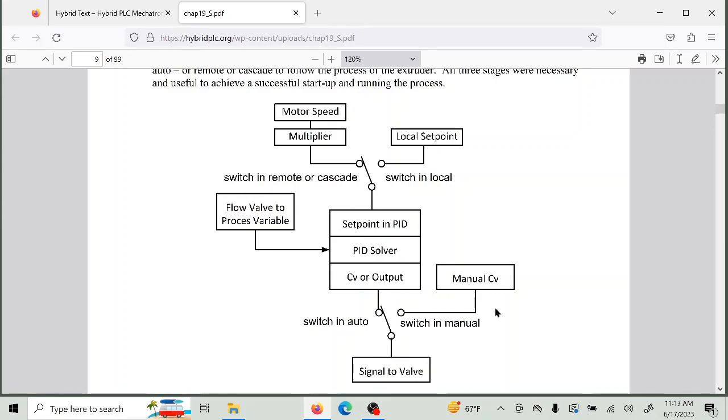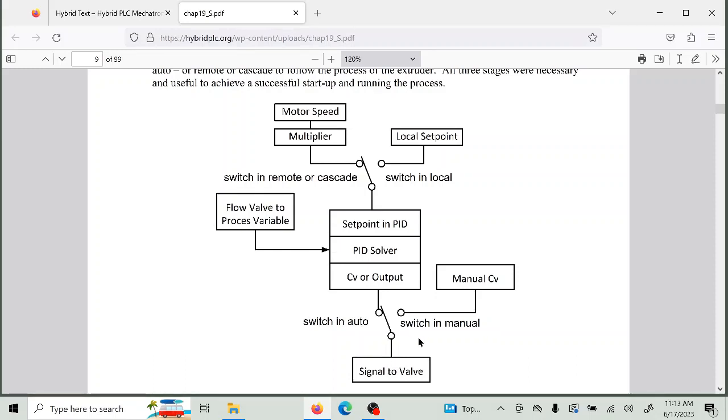So the CV is the output. That's the output that goes to the valve. So in this case, we had manual, and you had to do that because you wanted to be able to turn the valve before we ever started this process up, to be able to see what our flow was, to test the flow transmitter. So we would turn the valve to 60% or 80% and see what the flow was to see if the valve was working properly and see if it was calibrated correctly.